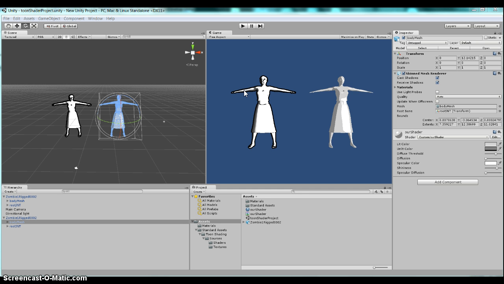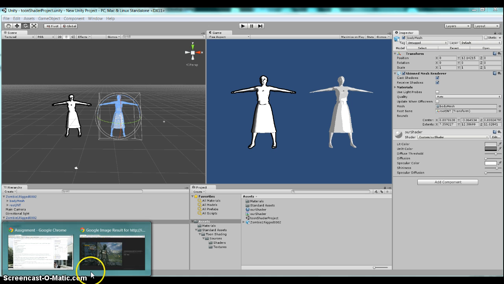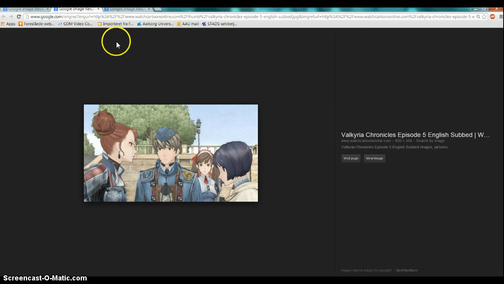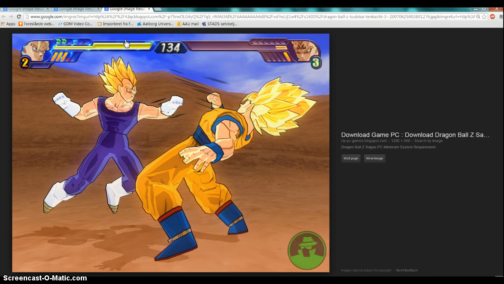Some examples of games and productions using the cartoon or cell shader, as it is also known, are, for example, some of the Telltale games. I'll show you some of these right here, and Borderlands, as you see right here. We also have a newly released game for PC called Valkyria Chronicles, as well as Dragon Ball Z. So you can see this art style is very cartoonish.